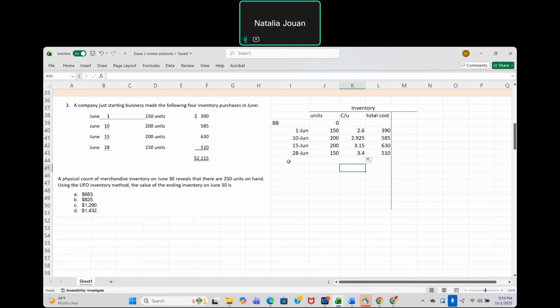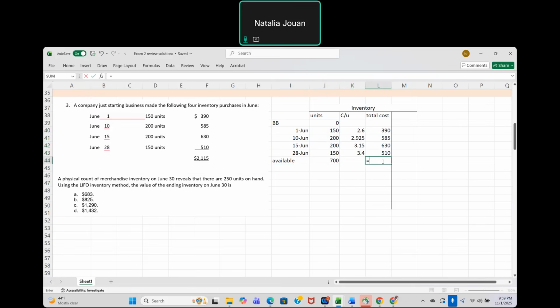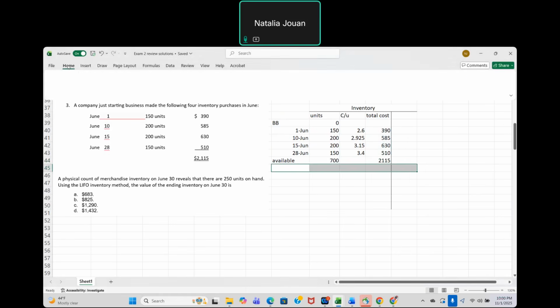So let's compute how much we have available. Computing the available number is very important, okay? In this case, we're going to add all the units that we have, including the beginning. In this case, we have a 0 for beginning. So available, we have 700 units. And the total cost, if we include also the beginning, which we have nothing in this case, is 2,115. Okay, let's draw a line so we know this is what we have available.